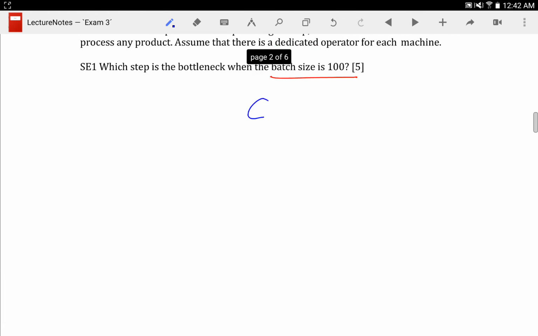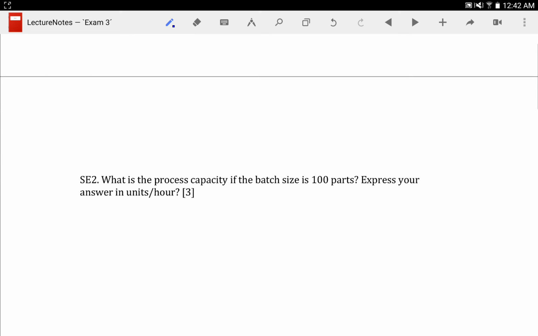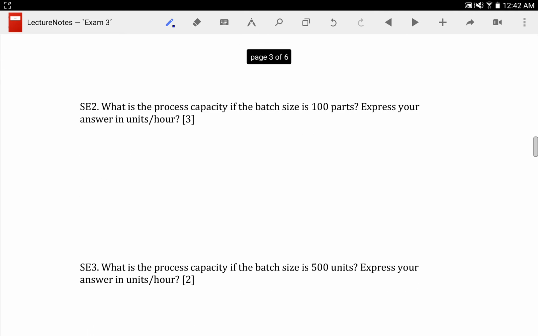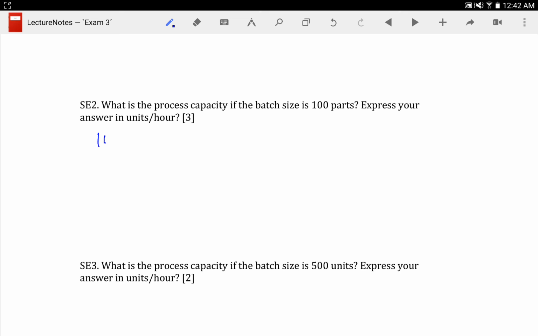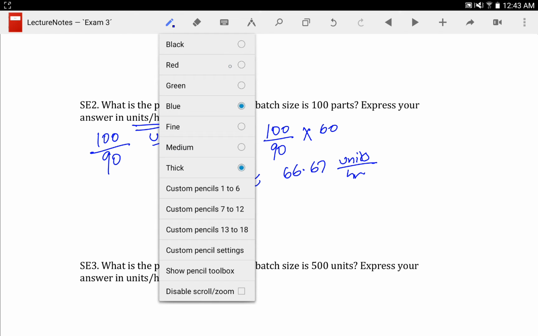The next question asks you what is the process capacity if the batch size is 100 parts. Well, to find the process capacity, you need to find the capacity of the bottleneck. The capacity of the bottleneck is 100 divided by 90 units per minute, but the answer is required in units per hour. To go from units per minute to units per hour, all you have to do is 100 divided by 90 times 60, which comes out to be approximately 66.67 units per hour. That was easy.